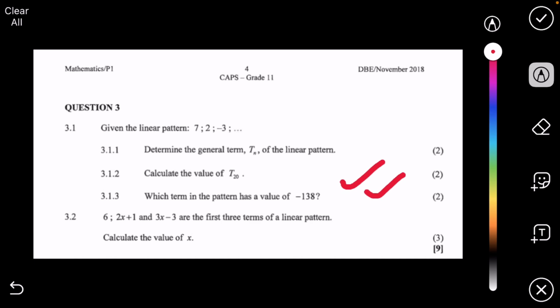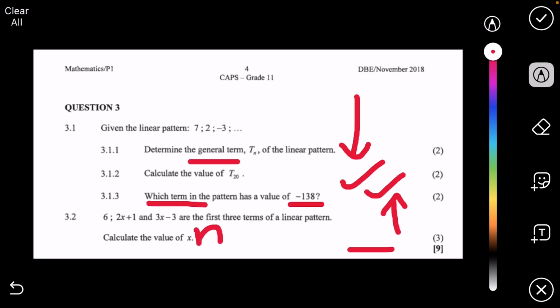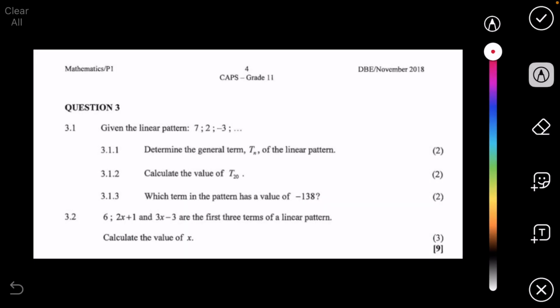Very, very much important, ladies and gentlemen. Remember guys, you might find that your first mark comes from you equating this to that general term, and your final mark comes from your final answer. So ladies and gentlemen, when they say which term, it means in the end you should be having n equals whatever. It's very, very much important that you identify the cream of the question. So guys, let's now move to question 3.2.